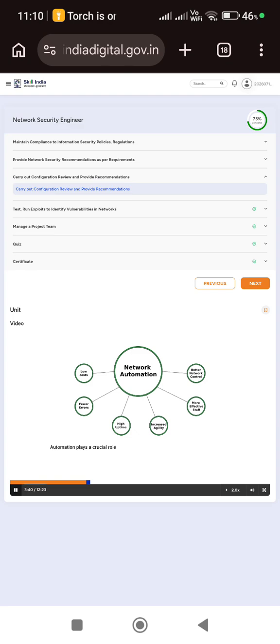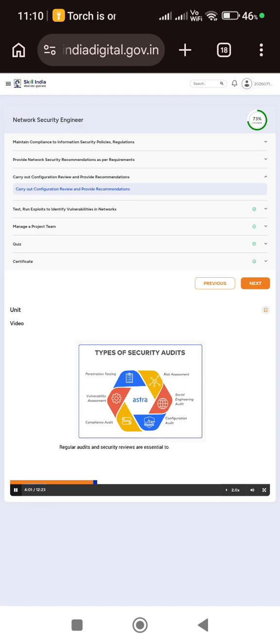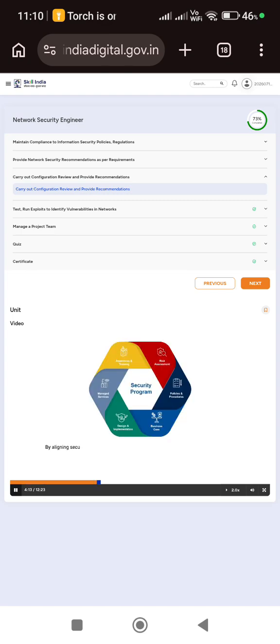Automation plays a crucial role in maintaining baseline configurations. Configuration management tools can be used to deploy secure settings across multiple devices, ensuring consistency and reducing the likelihood of human error. Regular audits and security reviews are essential to ensure that the baseline configuration remains effective. Continuous monitoring helps detect unauthorized changes, misconfigurations, and emerging threats. By aligning security configurations with business requirements, organizations can ensure that security does not become a bottleneck, but rather an enabler of secure and efficient operations.